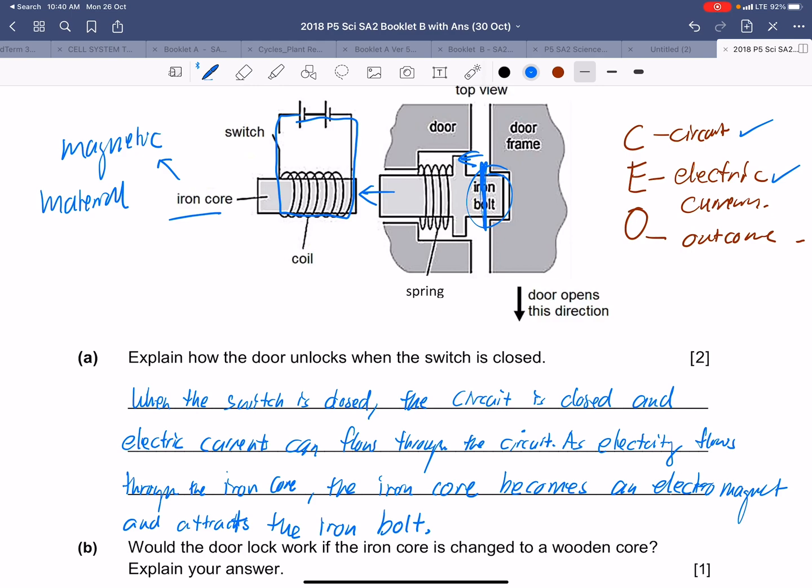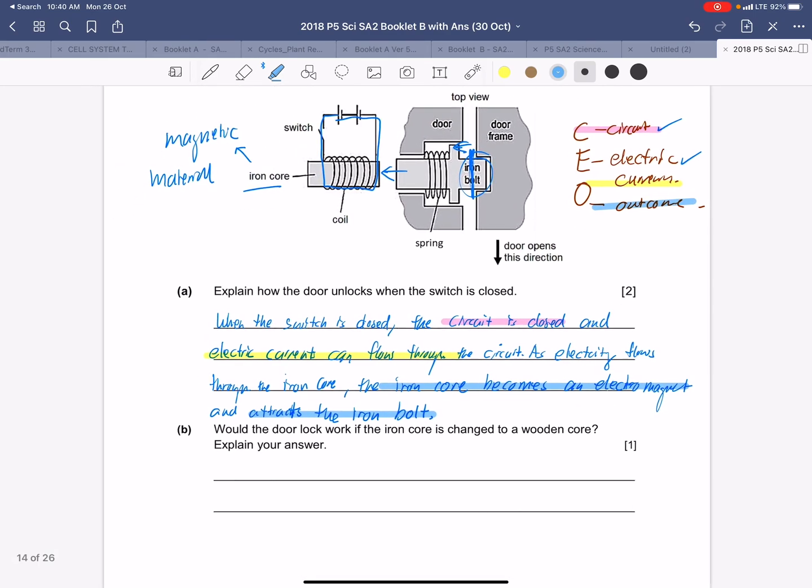I'm just going to highlight for you. The first part, being closed, is this part. Electric currents can flow through over here, and the last part is your outcome, becoming an electromagnet and attracting the iron bolt. I hope I'm clear. Let's move on.